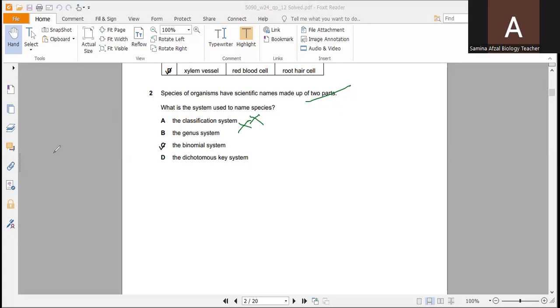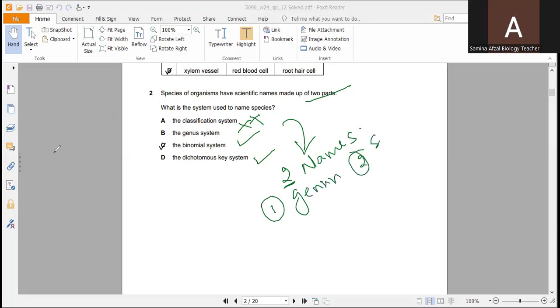The binomial system, yes, this system works. Binomial means two names system. The dichotomous key is a method by which we identify the organisms. So the binomial system means two names: one name consists of the genus and the other consists of the species name.